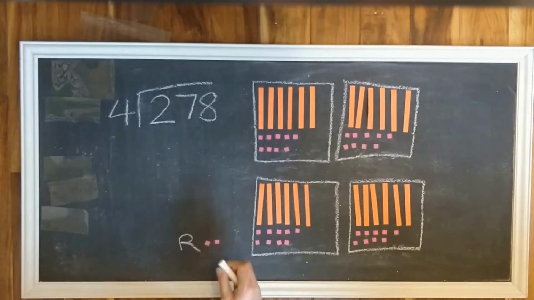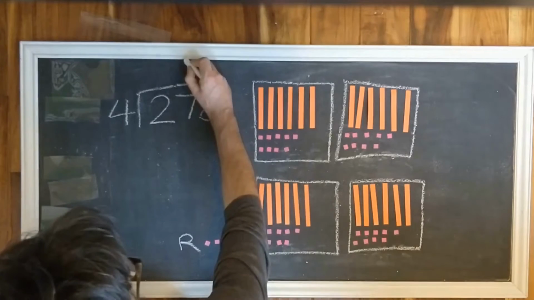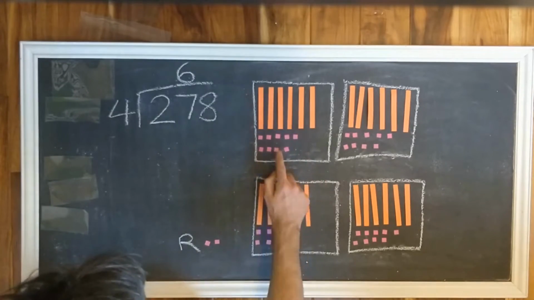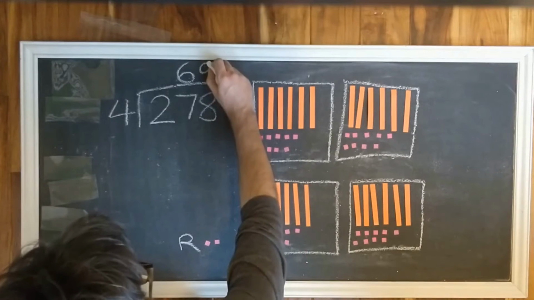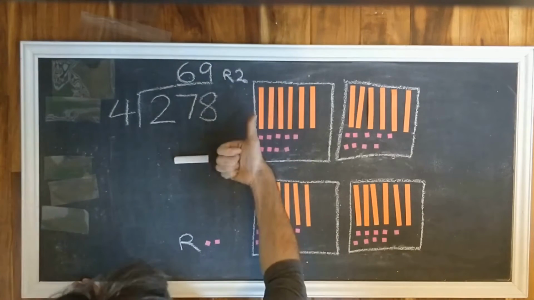We can now count the value in each square to find our answer. Each square has 6 longs and 9 units, totaling 69. Our answer then is 278 divided by 4 equals 69, remainder 2.